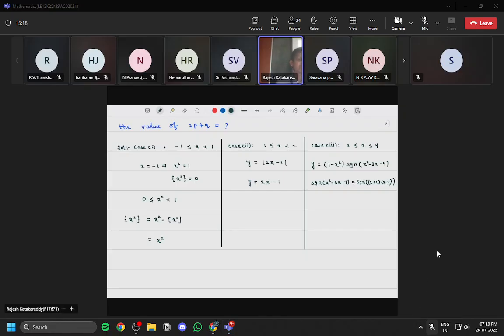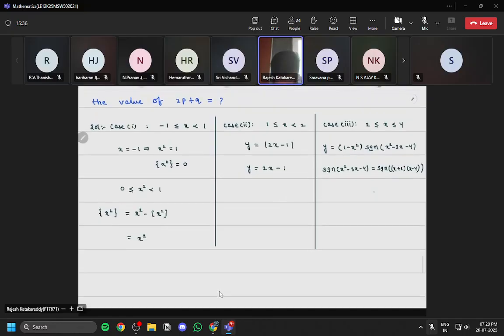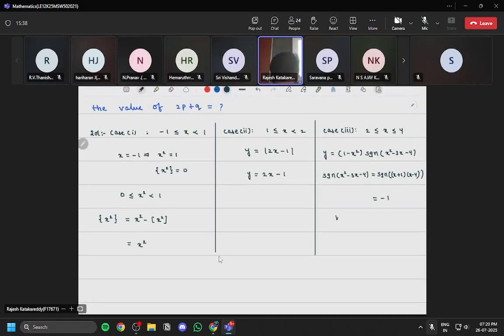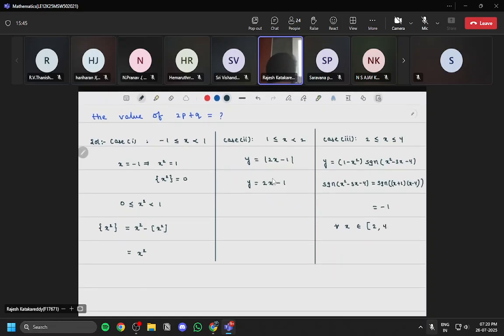If the input is less than 0, signum will be minus 1. Understand that one? When x is less than 0, signum of x is minus 1. When x square minus 3x minus 4 is less than 0, signum of that thing will be minus 1. So I wrote minus 1 for all x belonging to the closed bracket 2 to 4 open bracket.